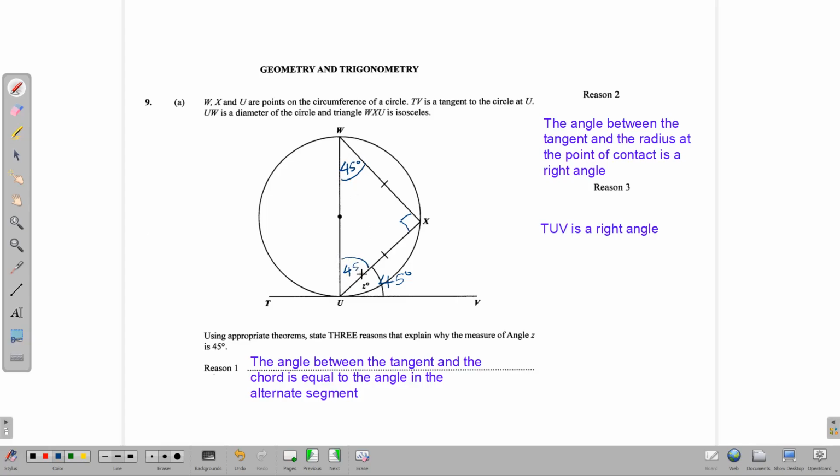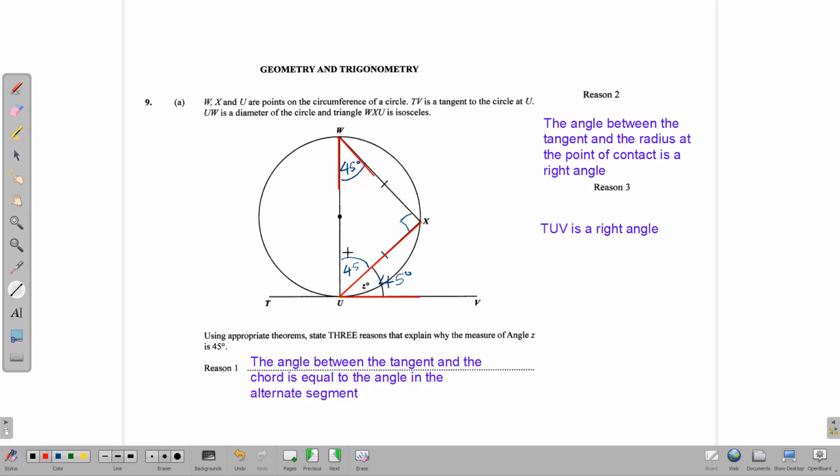So that said, the first reason we want to look at is the angle between the tangent and the chord. I'm just going to highlight that by painting it red. The angle here between the tangent and the chord. So here's a tangent, here's a chord, and that angle is equal to the angle drawn in the alternate segment, this angle here. So those two angles are equal to each other, and that is one reason that this angle Z is 45, because that angle there is 45.